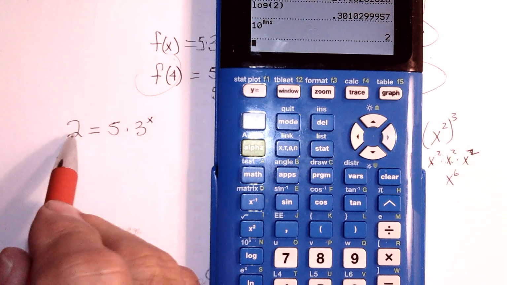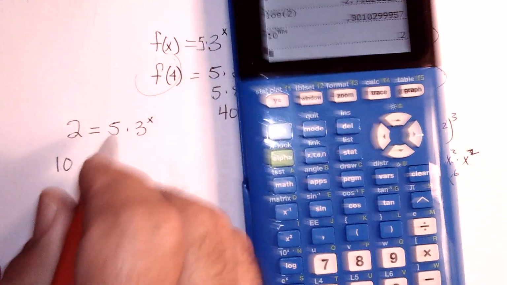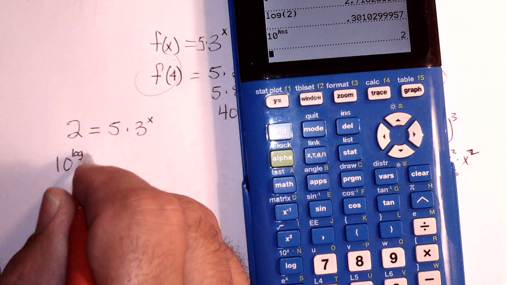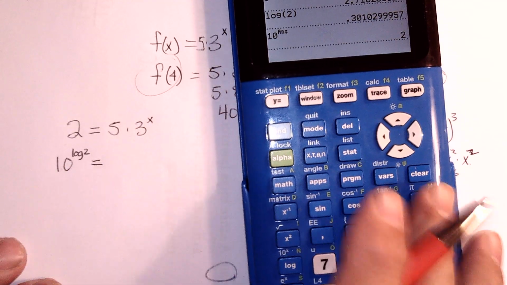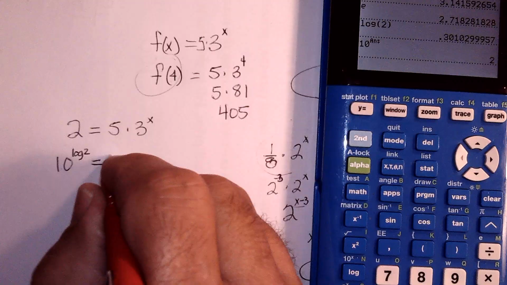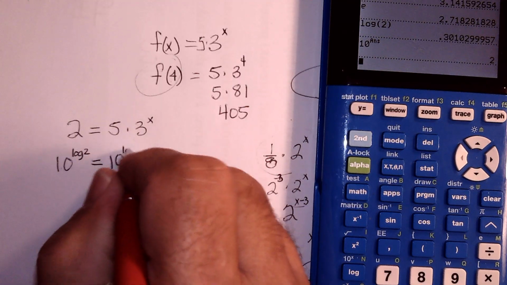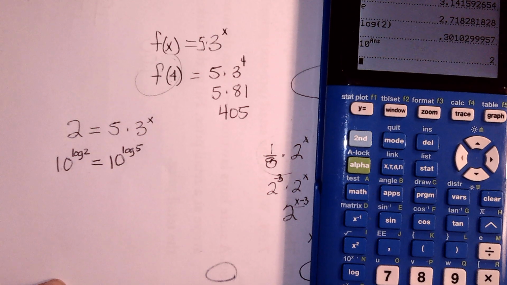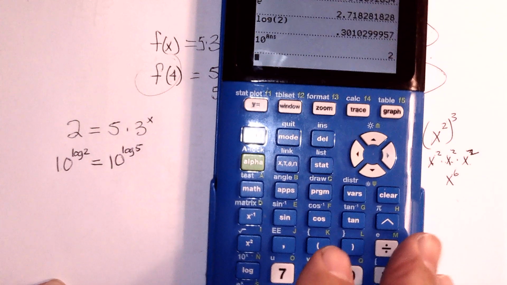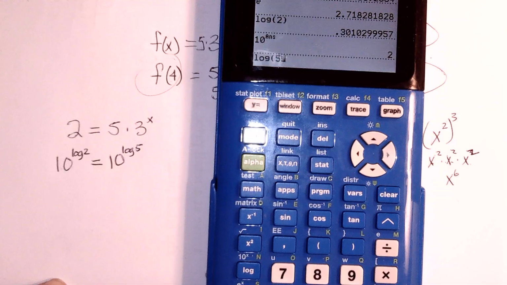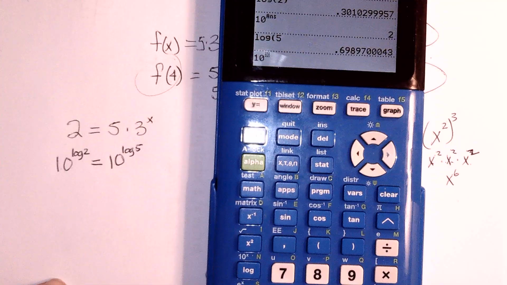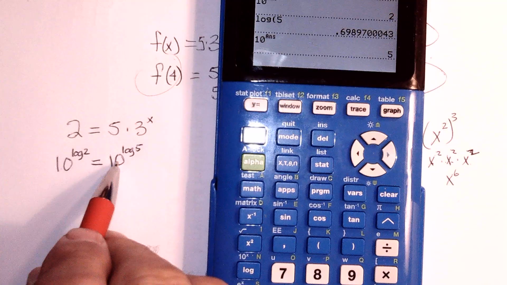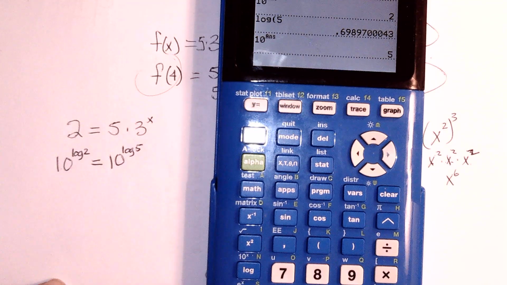So 2 is 10 to the log of 2. So 5 is 10 to the log 5. Let's prove that stuff. Log 5 is that number. If I take 10 to that number, I get 5. 10 to the log 5 is 5.